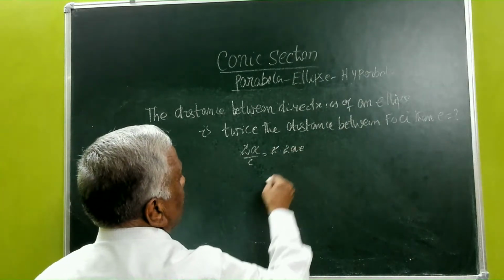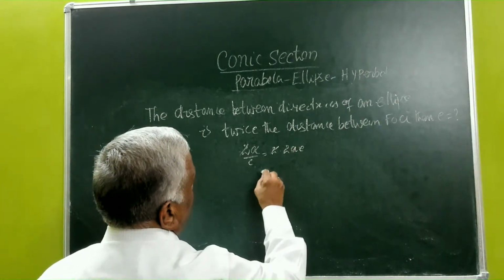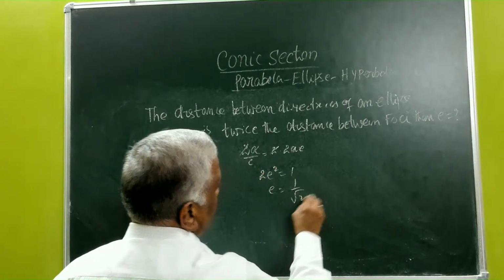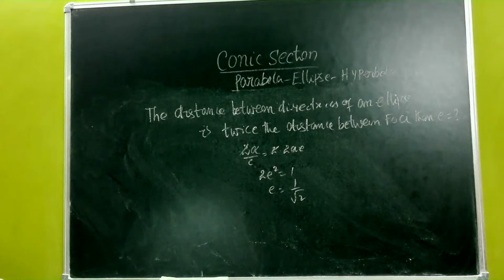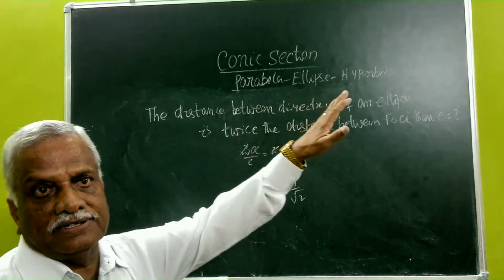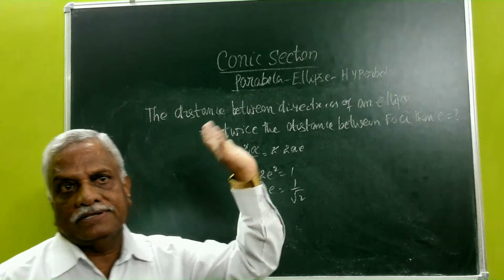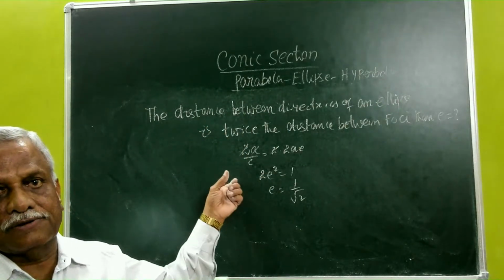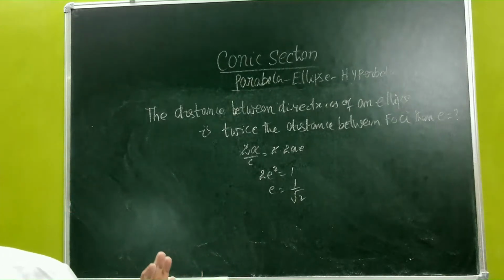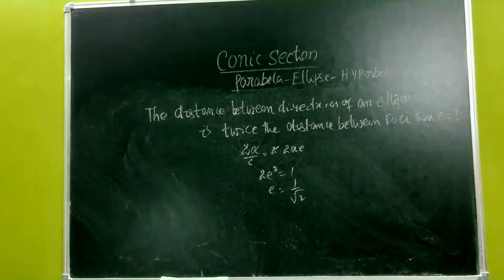So what do you get? 2e square is equal to 1, e is equal to 1 by 2. It's a very simple problem. The only knowledge you need is that the distance between foci is 2ae and the distance between directrices is 2a by e. If you know the formula, it's a very simple problem. Let's move on to the next problem.